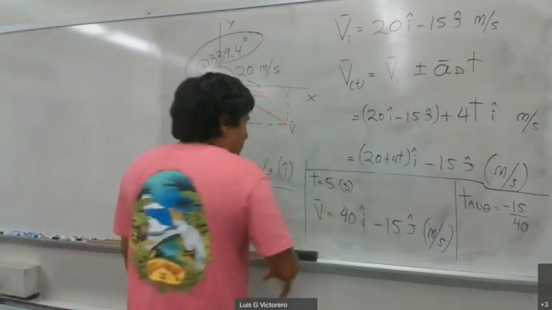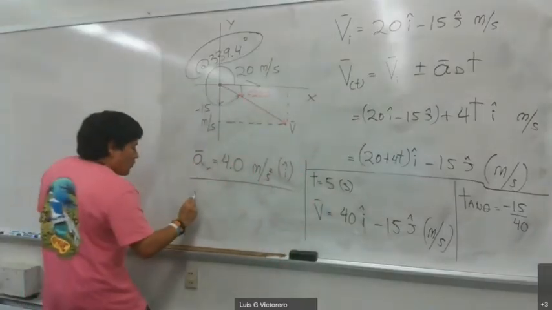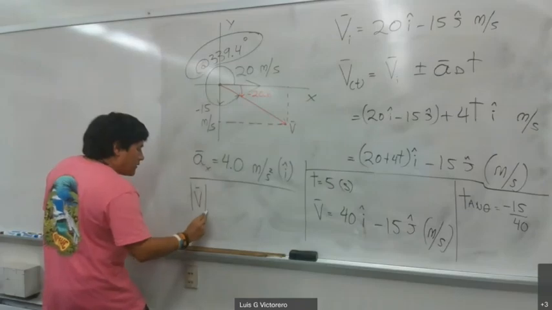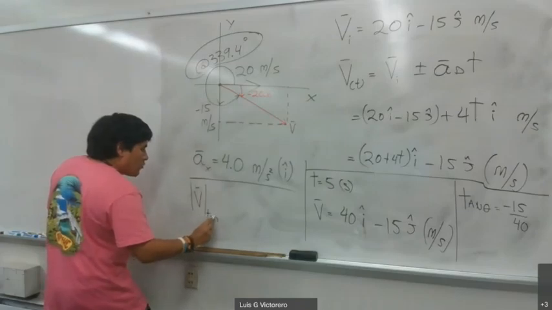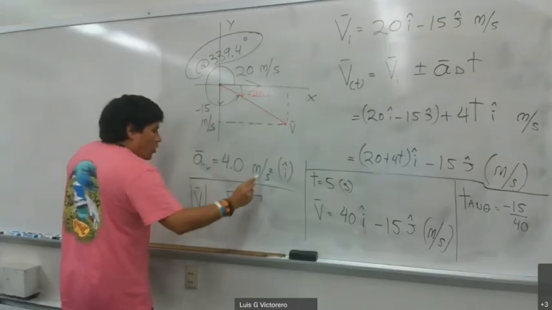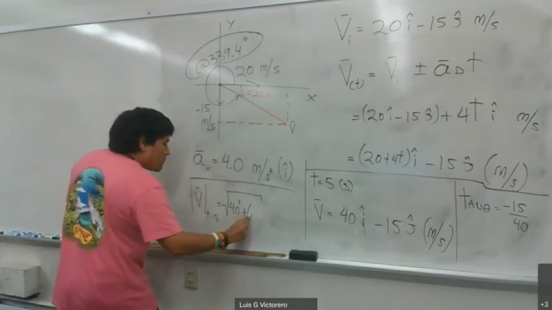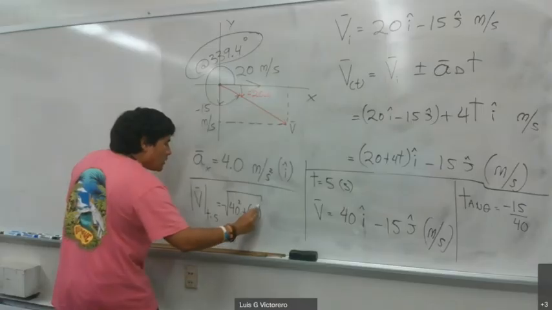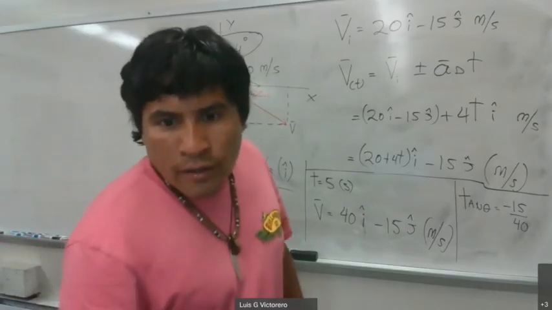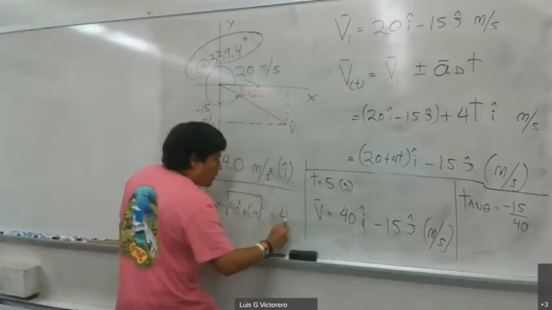Oh yeah, how do we get the speed? The magnitude of this, right? So the magnitude at t equals 5 will be the square root of 40 squared plus minus 15 squared. And if I do my calculator here, I'll get 43.